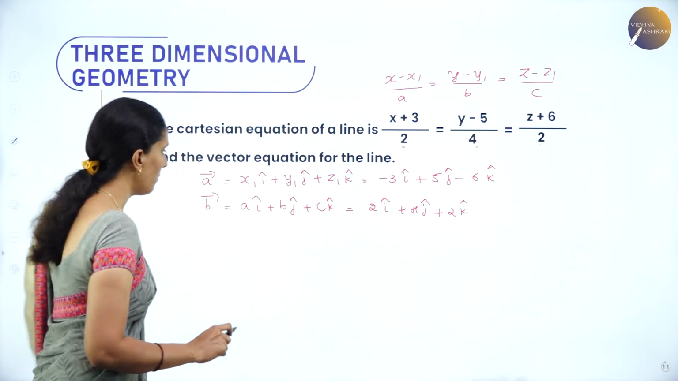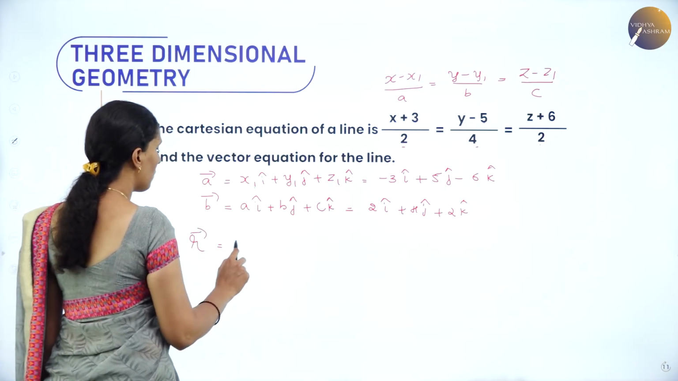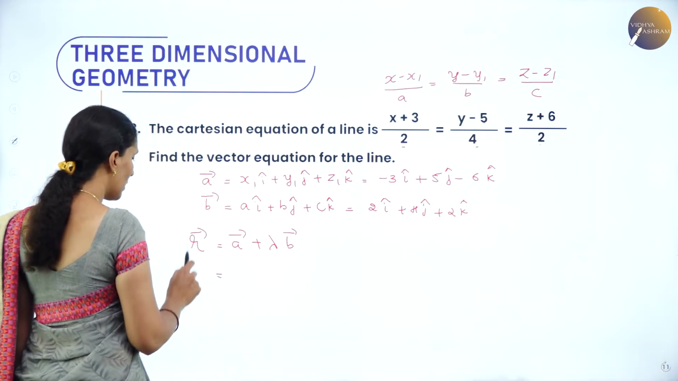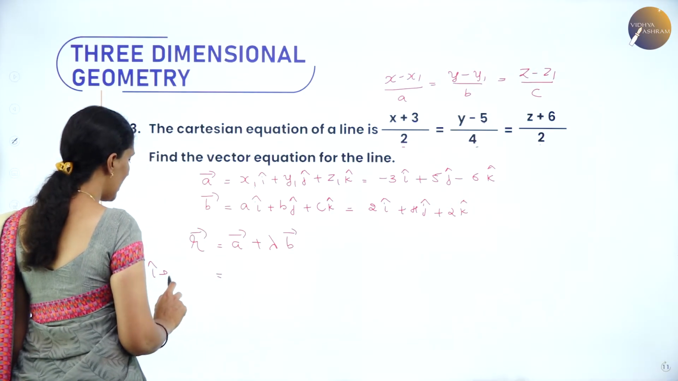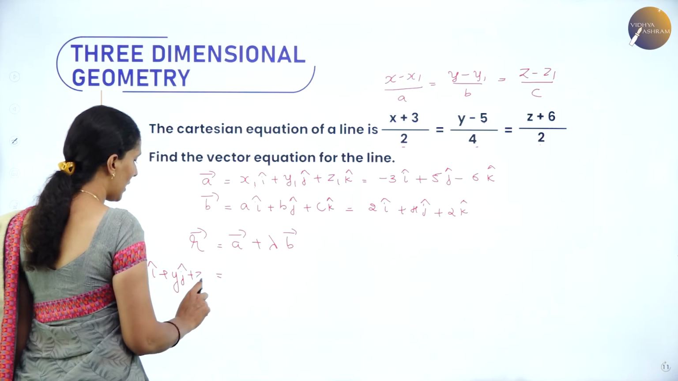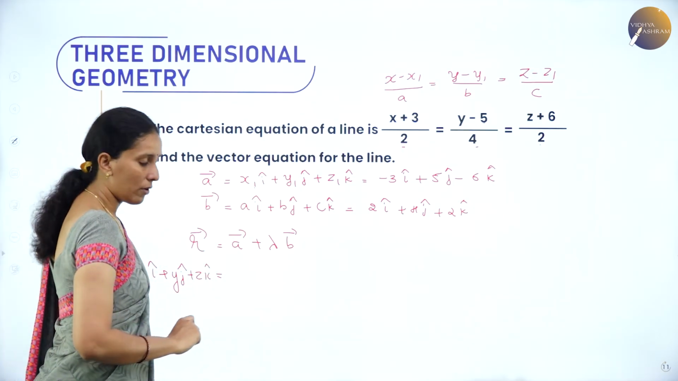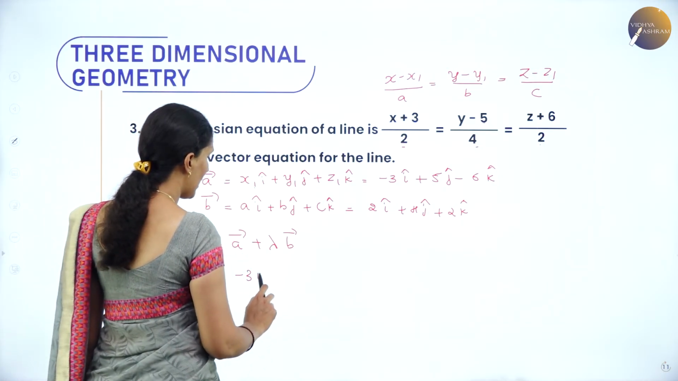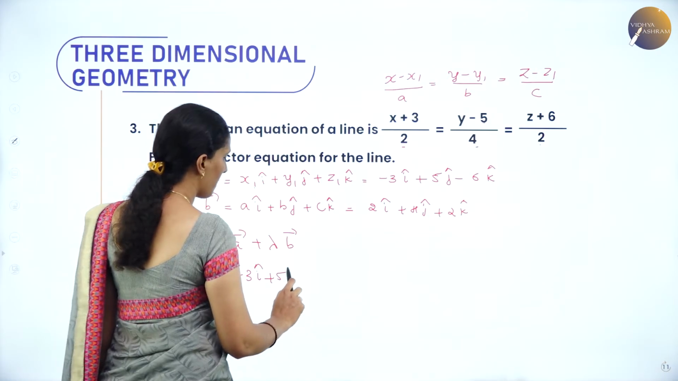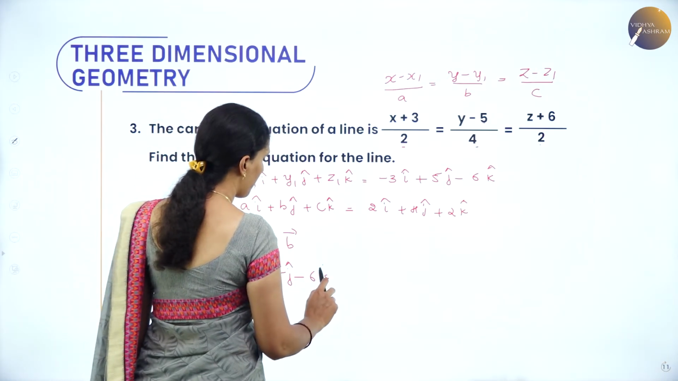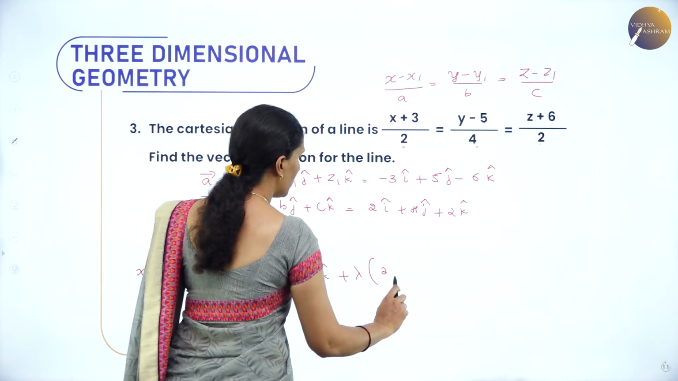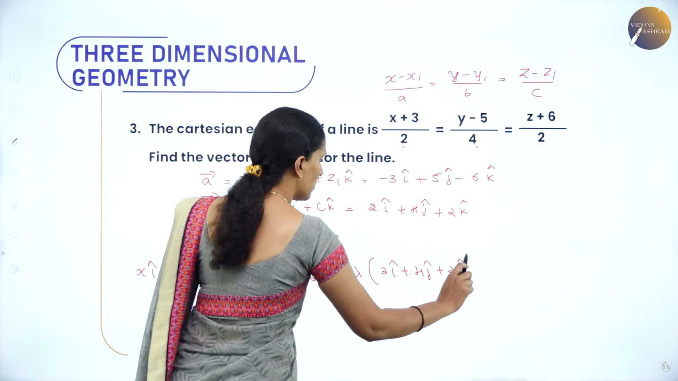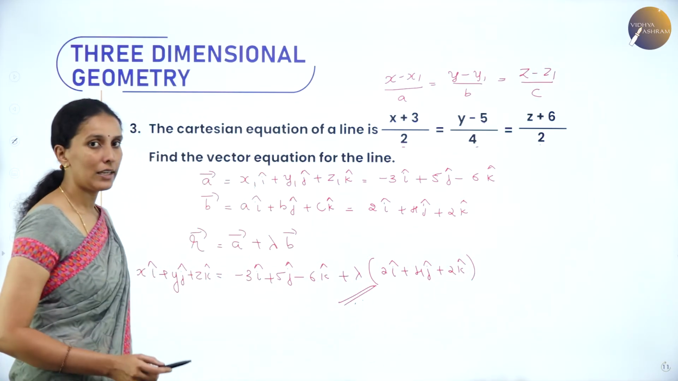Now what is the vector form? The vector form is vector R is equal to vector A plus lambda B. Here also we can write R as xi plus yj plus zk, which is the component form, but we are writing in the vector form. What is A? Minus 3i plus 5j minus 6k plus lambda into 2i plus 4j plus 2k. So this is the vector form of the given line.